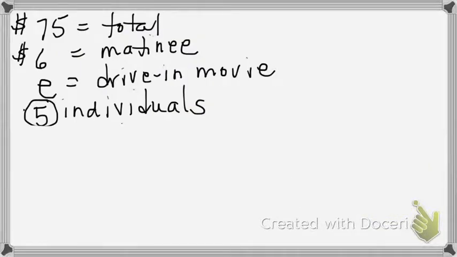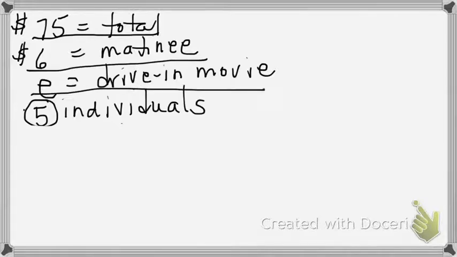Now, looking at the same problem algebraically, our information is the same. $75 is the total, $6 for the matinee, E is going to stand for the drive-in movie, and then we have 5 individuals. We need to create an equation, so there has to be an equal sign in the middle. We're going to put $75 on this side, because everything on the other side needs to equal 75.